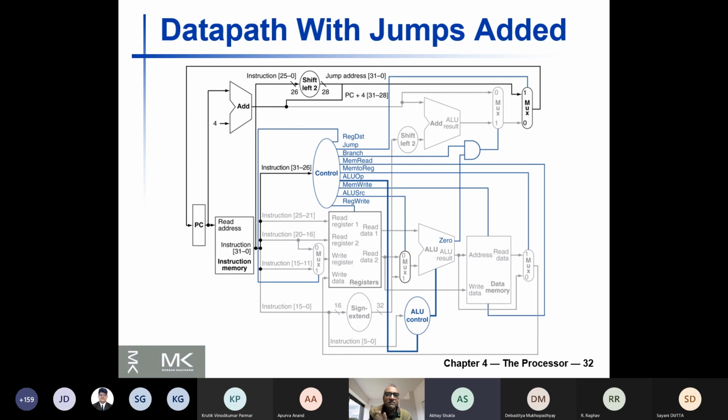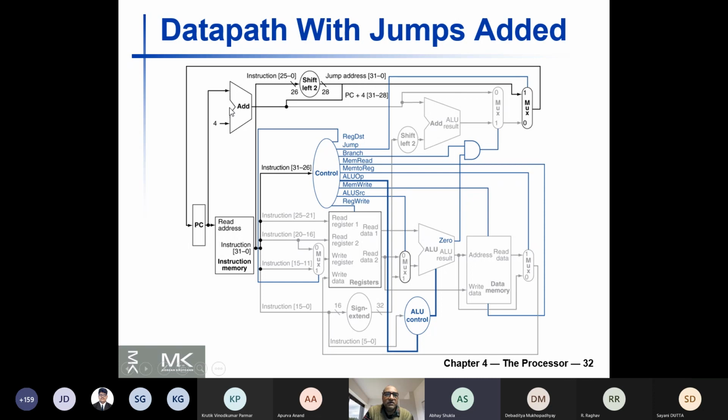That means in case of a jump instruction, the PC should not be loaded with PC plus 4. The PC should be loaded with the new address which is specified as a part of the jump instruction. So the control will be just to see that PC plus 4 should not be loaded. In place of PC plus 4, the jump address has to be loaded.